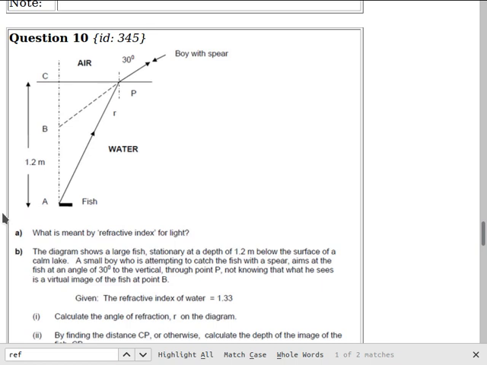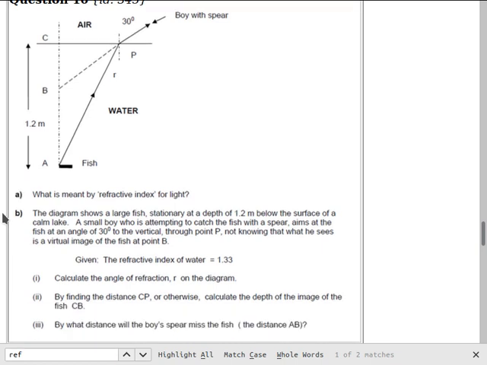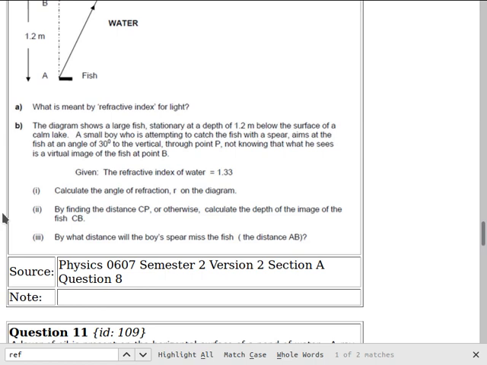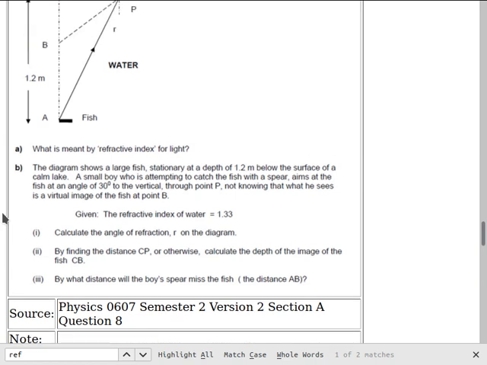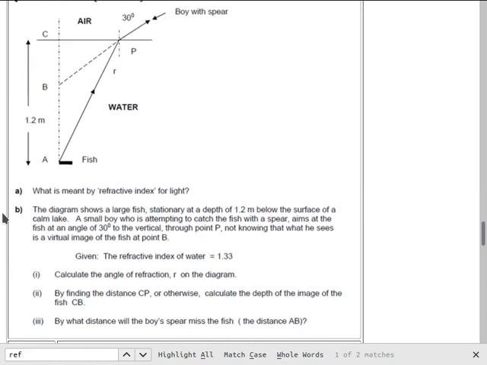Were you right? Wait, I'm still trying. We're looking at 0607 semester 2 version 2. I feel like I did not get it right. Wait, where is it? Okay, I got the first part right. Then the second part also right. Why did I get it wrong at this point? Okay, good. Can you give it a go for about 5 minutes, and then I'll give you the answer. It's a hard one. I don't like it.